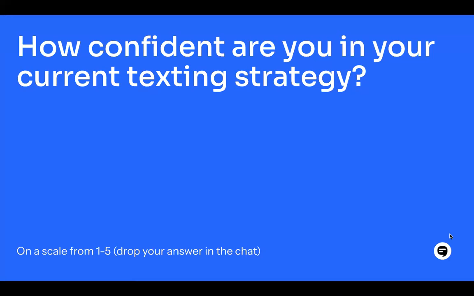All right, I'm seeing some 2s, 3s. That's good. 1, okay, that's okay. That's why we're here. Even if you feel like you're at a 5, you'll still get some examples of other types of text that you can send, and hopefully this will still be valuable for you. Yep, 2s, 3s, totally makes sense.